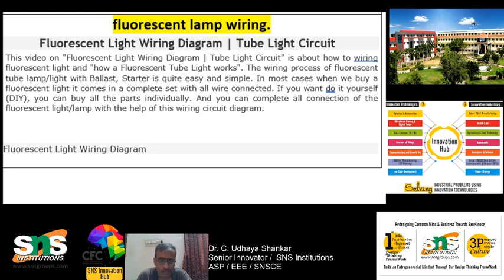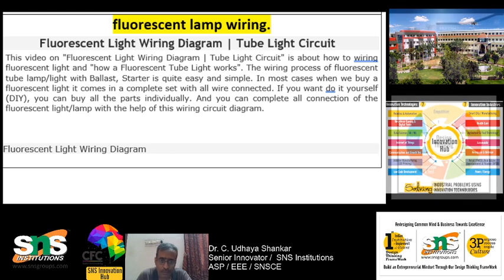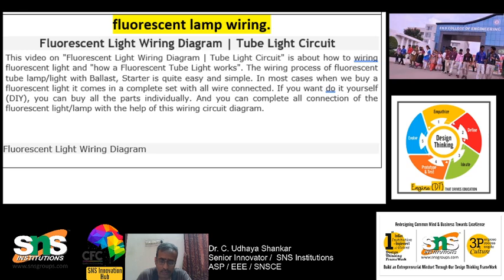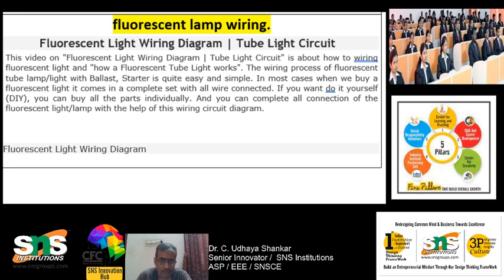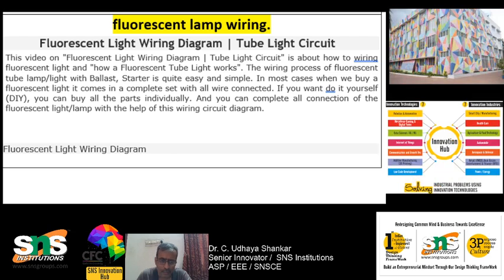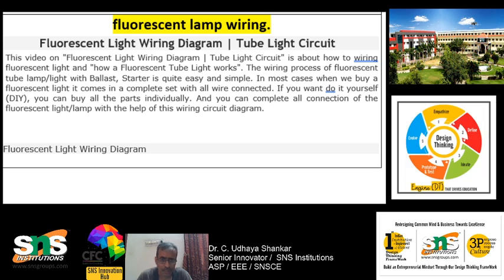The wiring of the tube light consists of a ballast, which is nothing but an inductor, and a starter, which is nothing but a capacitor. It is quite easy and simple, and in most cases you can see that the ballast will be connected in series, whereas the starter will be connected in parallel. The starter is used only at the start of the tube light, and once the start is picked up, the ballast will take over and it will charge the bulb to produce the illumination.